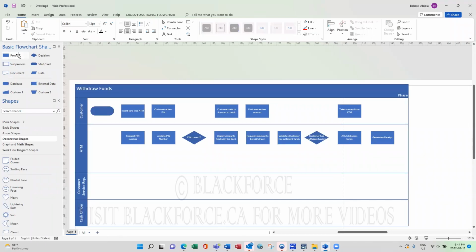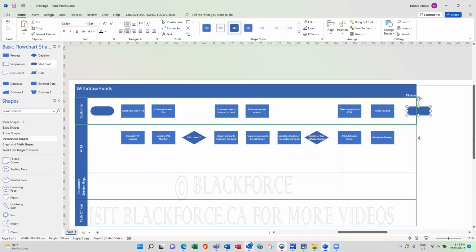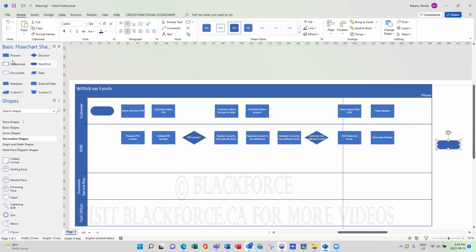And then we'll say the customer takes receipts, and what happens? It ends. The ATM usually asks if you want to do another transaction, and then you say no, and then you end. Okay. So we can definitely include that.